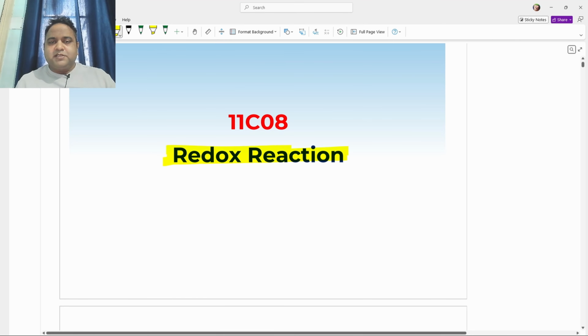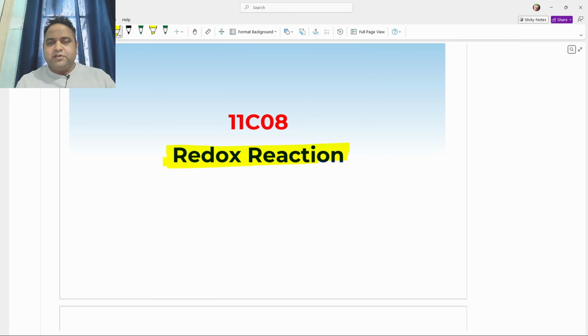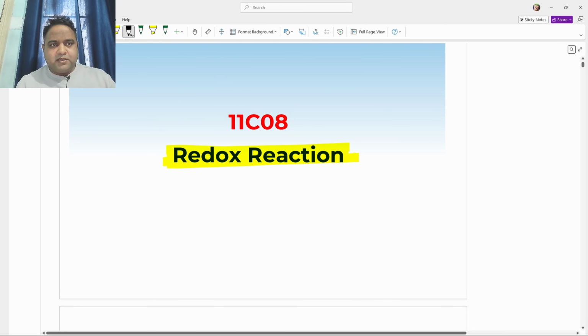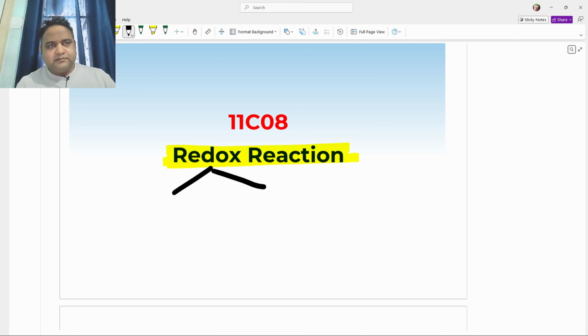Today we are going to discuss redox reaction. Got it? This is the redox. Redox is made up of two words. In redox you can see red and ox. We can write it like red and ox.